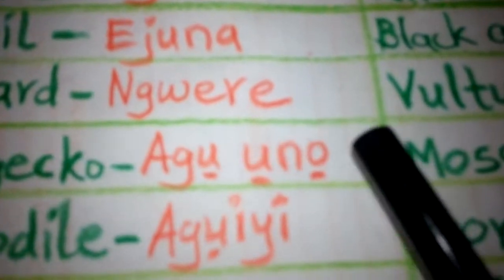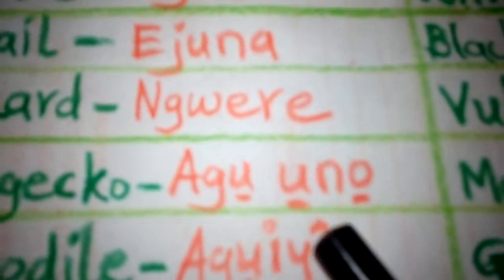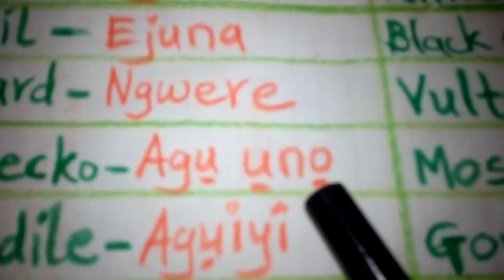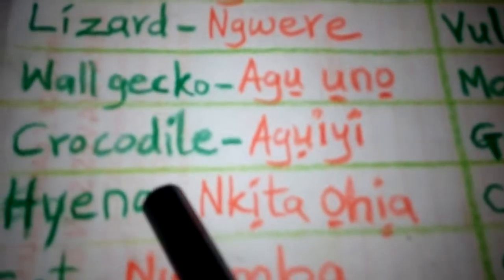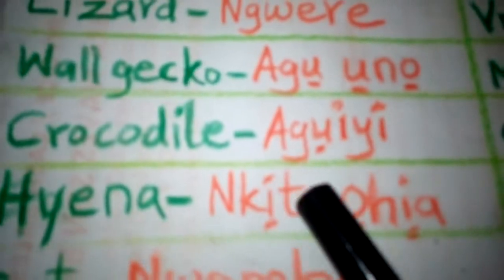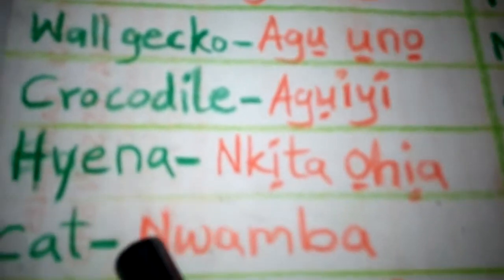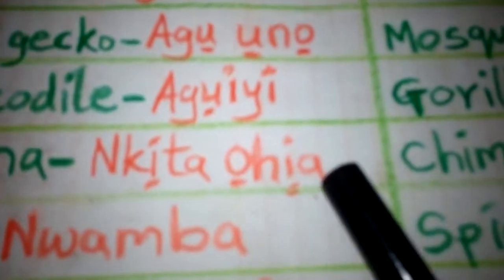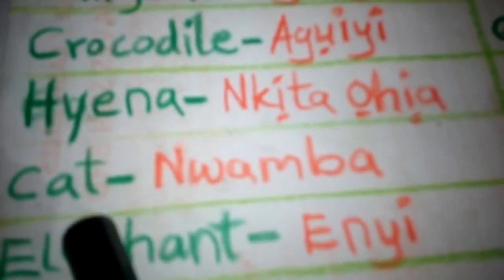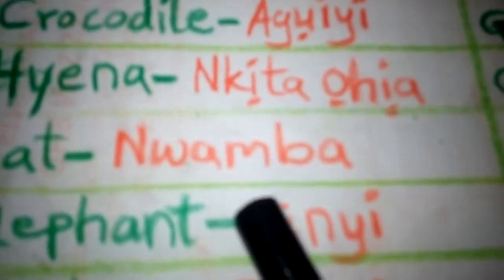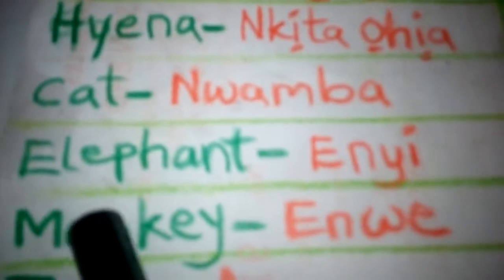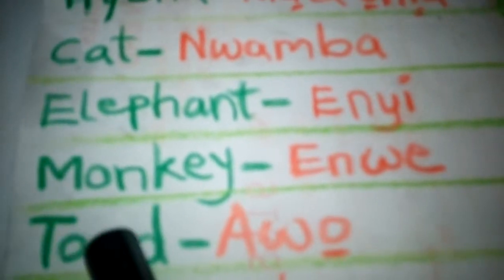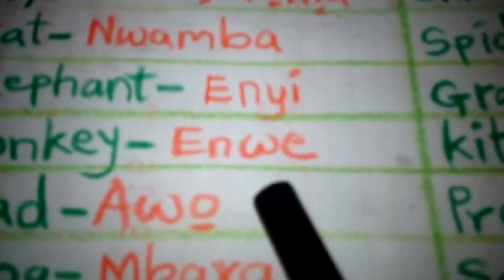Some people say agulo, but this is how it is pronounced locally. Uno is still the same with ulo. Crocodile, agu. Hyena, nkita ohia. Cat, wamba. Elephant, enyi. Monkey, enwe.